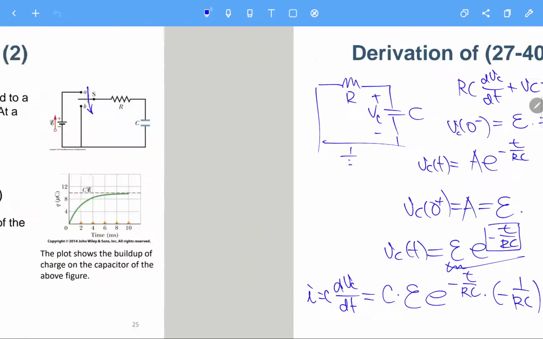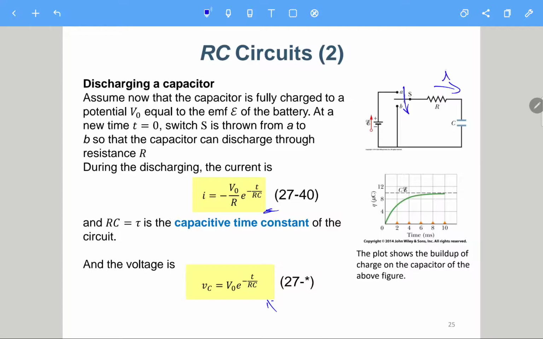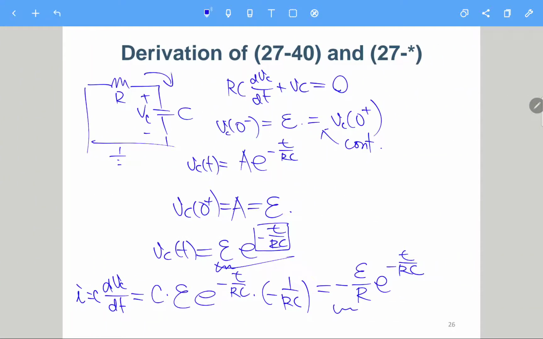This minus sign means that, as we define the I in this direction, I is from positive to negative, and I is negative because this is positive, this is also positive, so the whole term will be negative, which means that the charge is discharged in this direction, going counterclockwise. So the charge, or the current, is going this way.